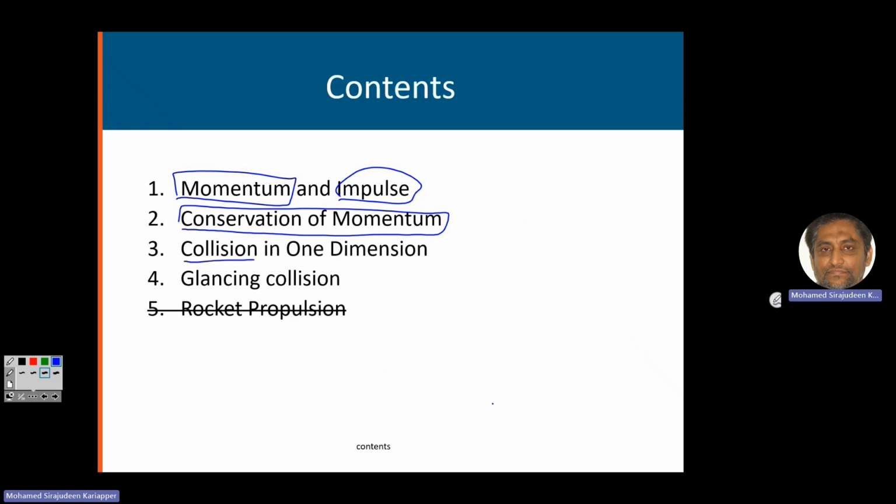Then we will look at collisions. In collisions, we can apply this principle of conservation of momentum, and we will see how we can do that. We'll start with one-dimensional collision first, then we will move to two-dimensional collision. Glancing collisions are where, if you have 2 balls striking, after the collision they can move in different directions, so it becomes a two-dimensional problem. This one is omitted, so it has become even shorter. We will not look at the rocket propulsion.